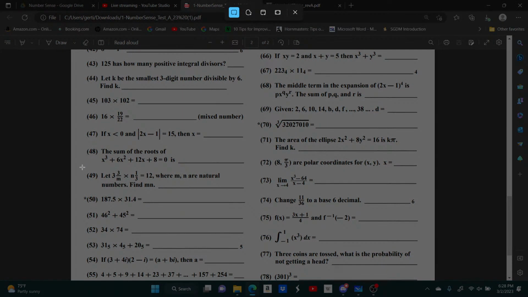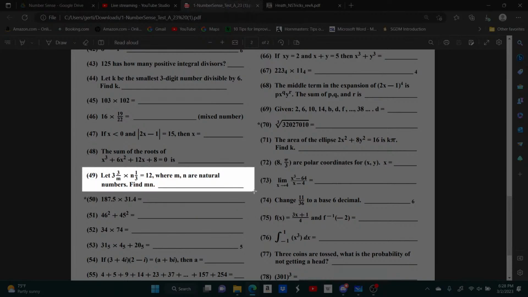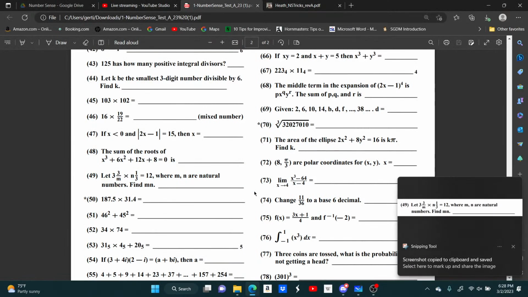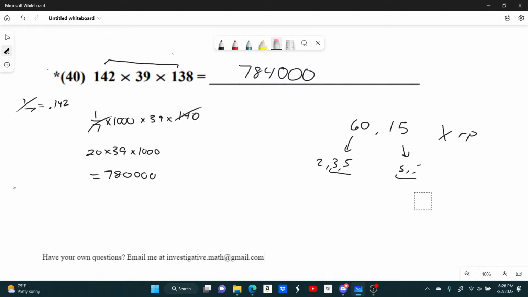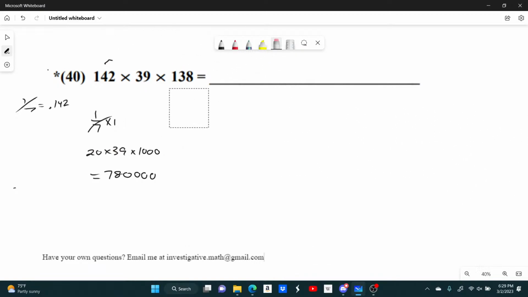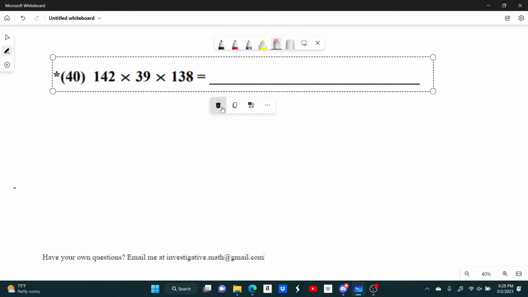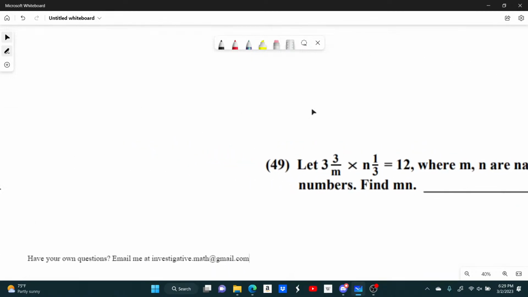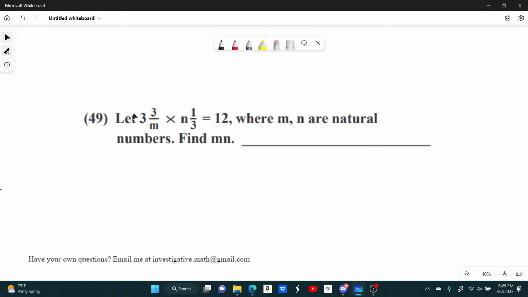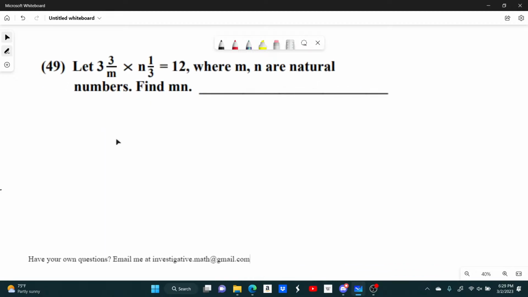This is a really good one. Okay, there are some variations of this that I'm still figuring out, but I have a lot of them figured out. And so let's hope that this is one of them that applies. Okay, 49. Let 3 times 3 over m times n and 1/3 equal 12, where m and n are natural numbers. Find m times n.